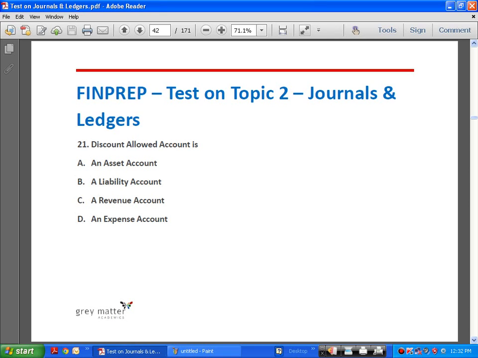So if Y is settling X within 20 days, then X will have to give a cash discount of 10% on that 10,000, and hence he would receive 9,000 rupees from Y, and this 1,000 rupees would be a loss to X, and after this transaction there would be nothing that is due to X from Y. So discount allowed account is an expense to X.